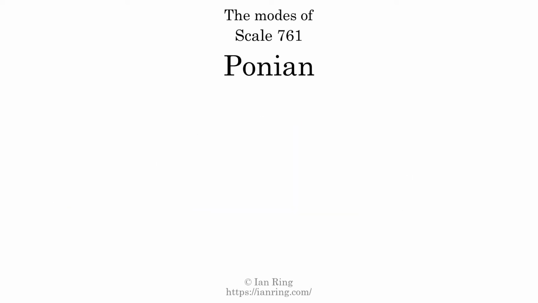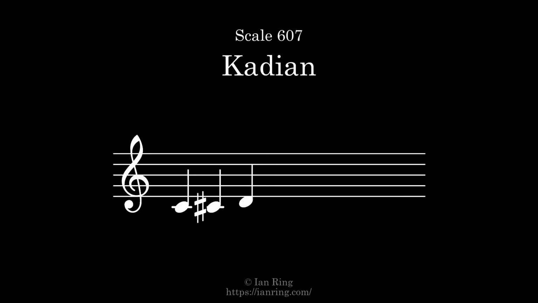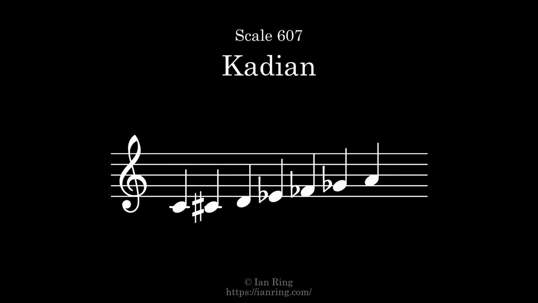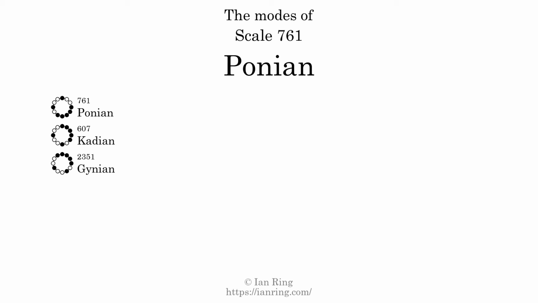This scale has 7 modes. The first mode is itself. The second mode is scale 607, also known as Cadian. It sounds like this. The third mode is scale 2351, also known as Ginian. It sounds like this.